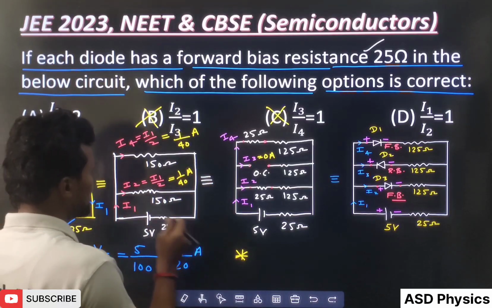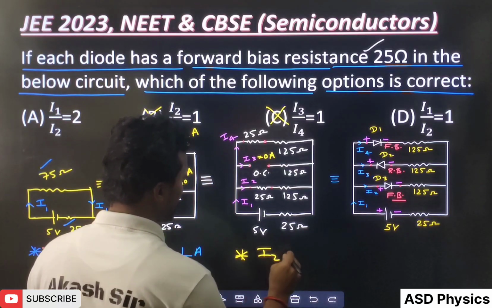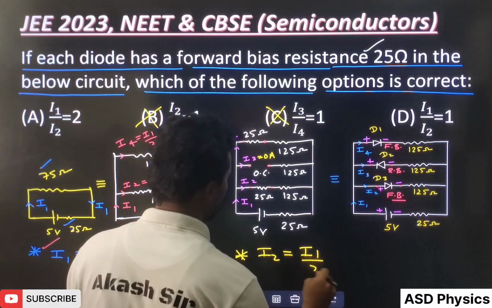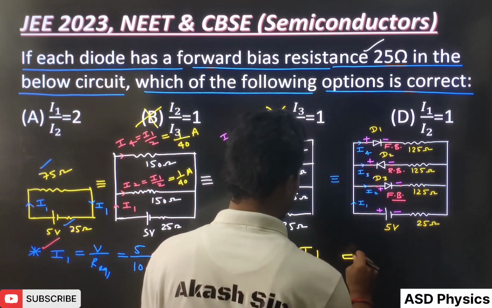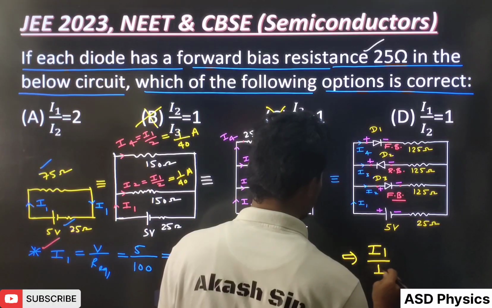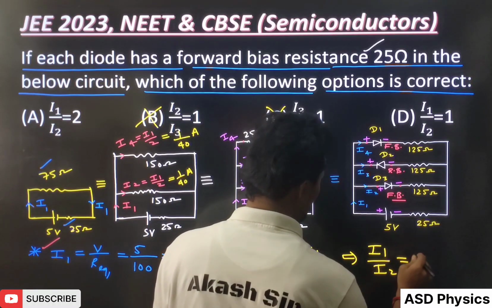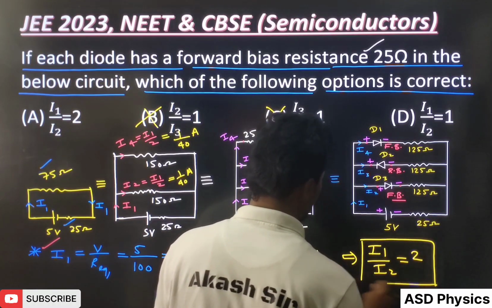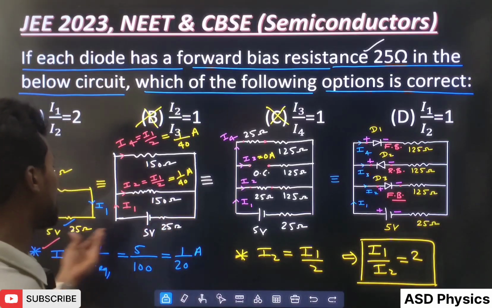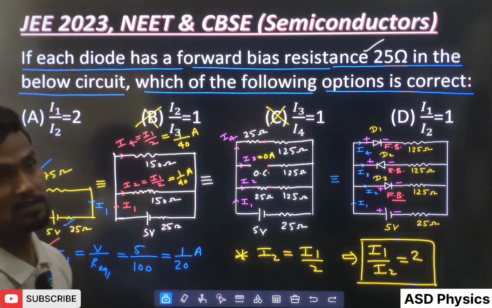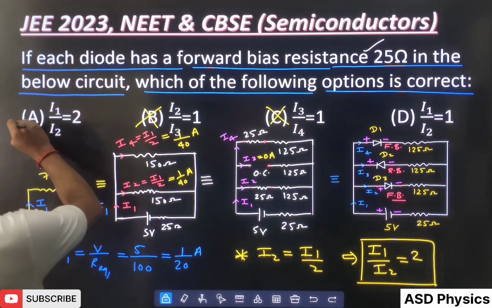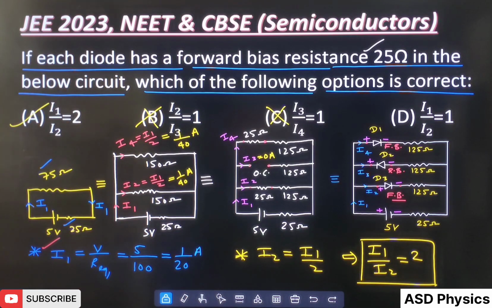Now you can see very well, I2 is I1 by 2. So from here I can write what is I1 by I2. I1 by I2 will come 2. Can you see? Whatever current is coming from the supply is more because it is going to divide into two parts. So which option is correct here? The correct option is I1 by I2 is 2.